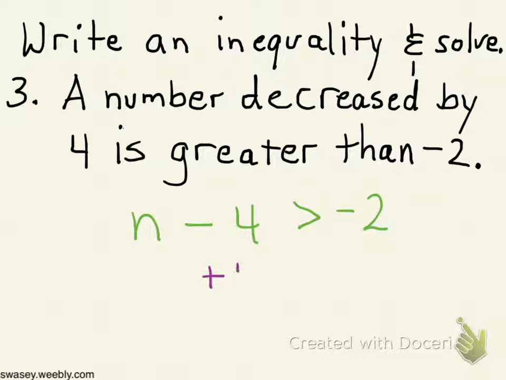To get rid of minus 4, we'll add 4 to each side. And so we end up with n is greater than 2.